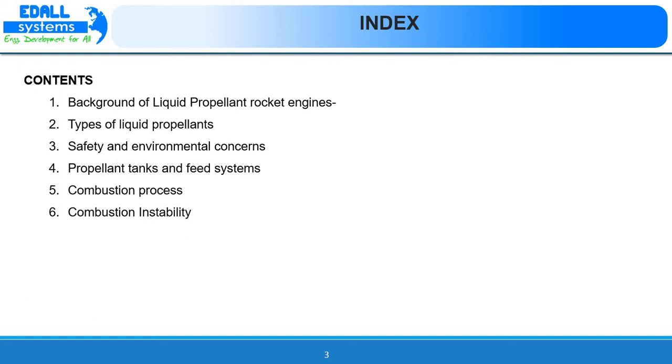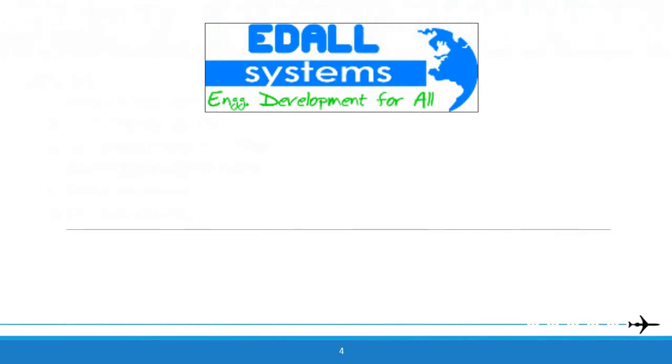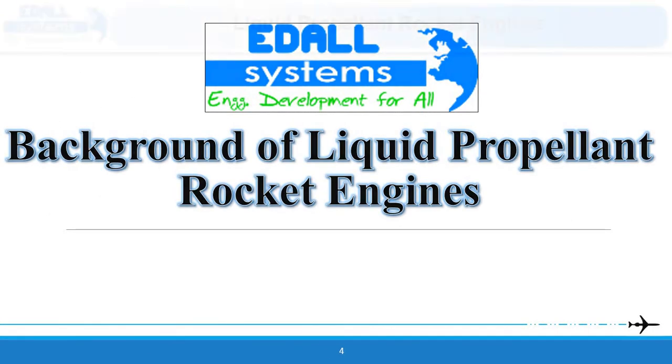So how this combustion is initiated and how it works in different zones for a liquid propellant rocket engine. We will discuss it in detail. And lastly, we will discuss some of the combustion instabilities which are created because of the combustion process itself and how we can control this instability. So we will discuss all of these topics in this course. So let's begin. First we will start with the background of liquid propellant rocket engines.